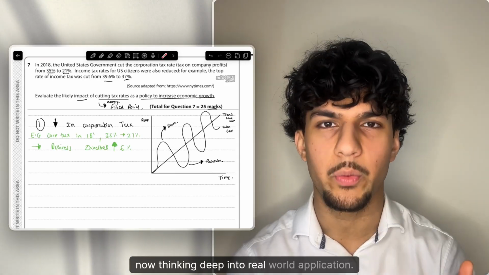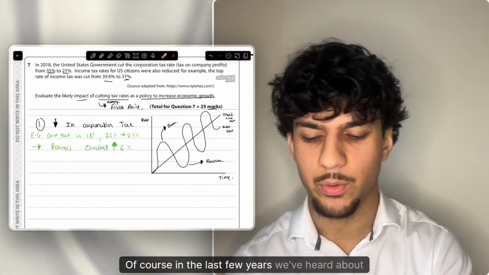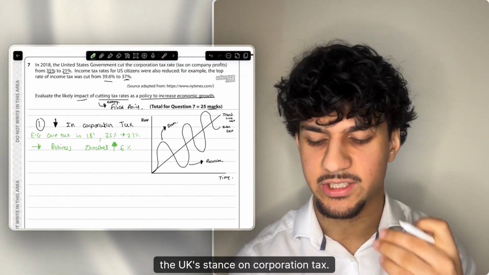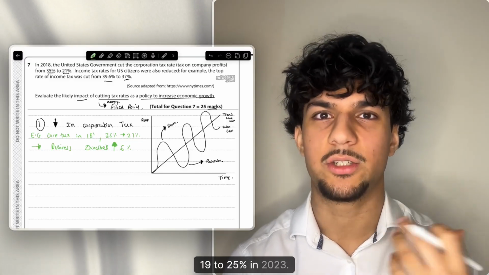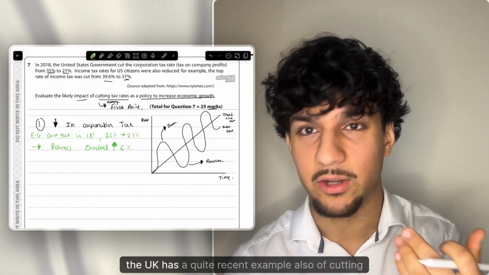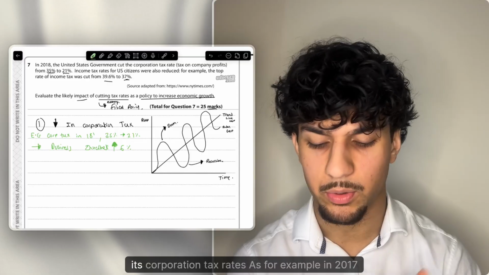Now, thinking deeper into real world application, of course, in the last few years, we've heard about the UK's stance on corporation tax. Of course, we saw the rise in corporation tax from 19 to 25% in 2023. However, the UK has a quite recent example also of cutting its corporation tax rates.